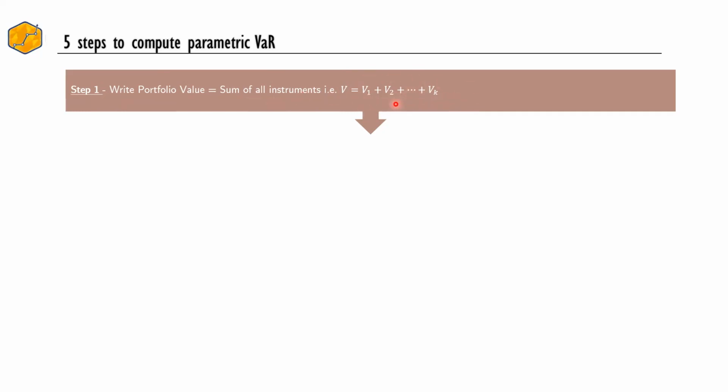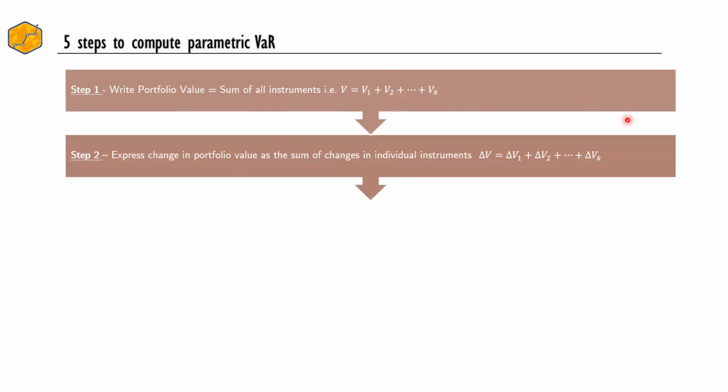That's all. Second equation is also very mechanical. Change in value of the portfolio is the sum of change in value of the individual instruments. How does the portfolio value change? Because of change in value of the individual instruments. You add everything together, you get the final P&L. Correct? Step 1 and step 2 are very, very mechanical, straightforward.